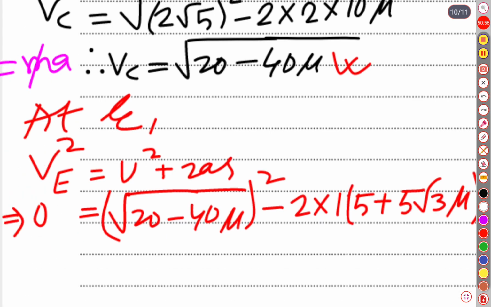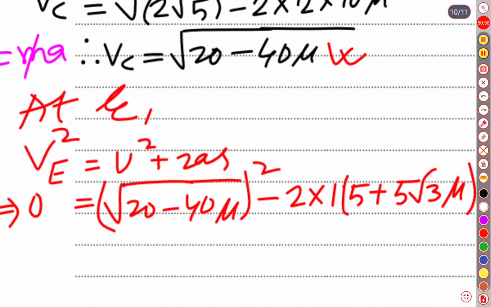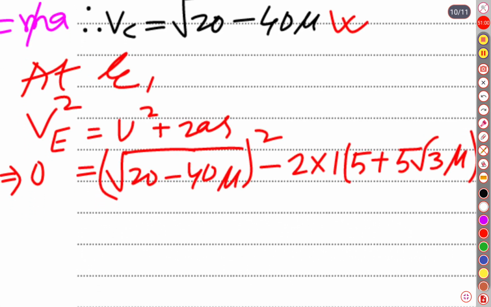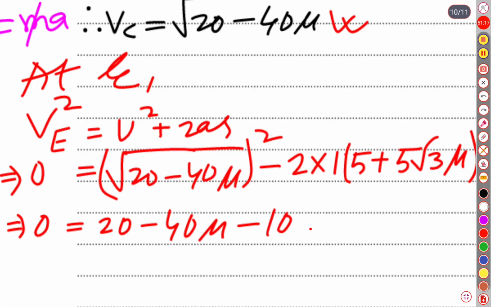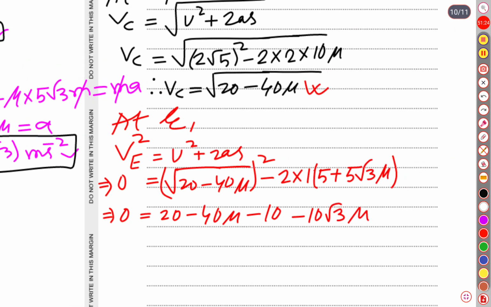So finally, what are we going to get? We are going to get 0 equal to 20 minus 40 mu minus, if we multiply, it is going to be 10, 2 fives are 10, then minus 10 times square root over 3 mu. This is what our step is.